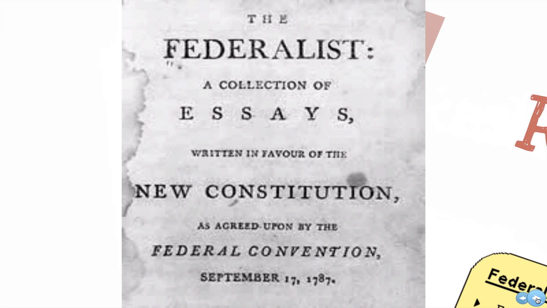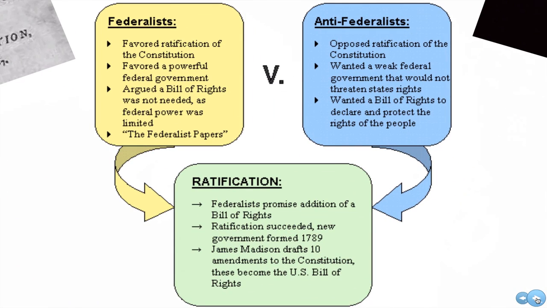They were writing these essays to counter the arguments of the anti-federalists, who were trying to derail the Constitution and its ratification. The anti-federalists really wanted a weak federal government, and if the Constitution was going to be approved, they wanted a Bill of Rights added that would specifically address the rights of the people and of the states. Now, Federalists argued that the Bill of Rights wasn't needed because federal power was already limited.